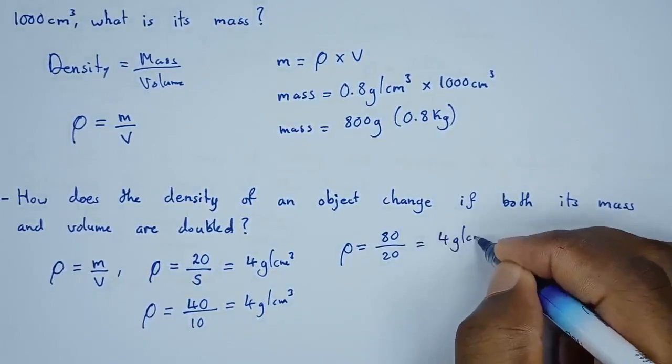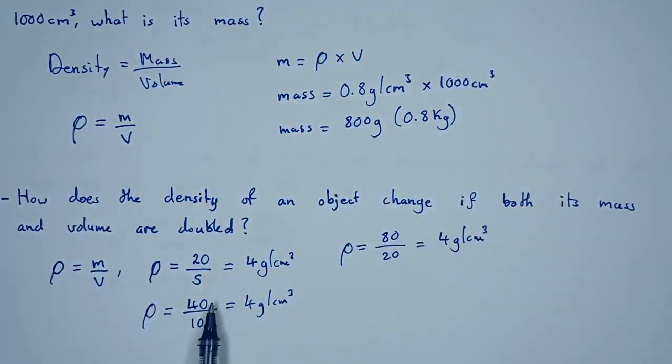So you see what we have. As we double both mass and volume, we're getting the same value. So the best way to answer this question is that doubling the mass and the volume will give us the same density, because this is a direct proportion. So that's the best way.